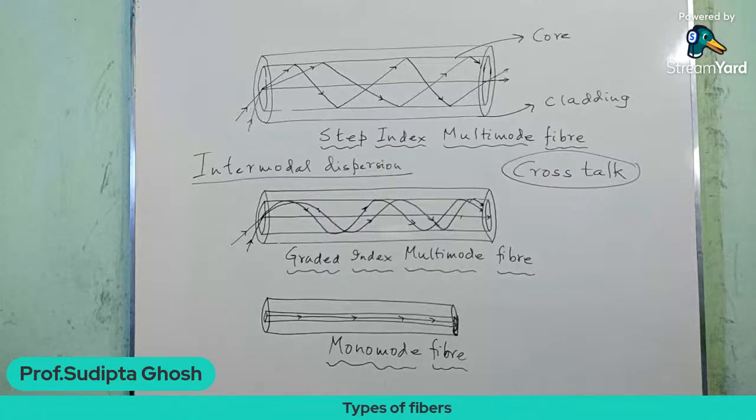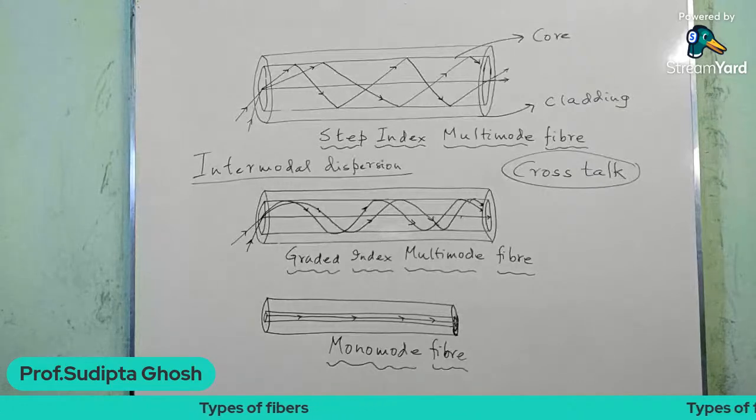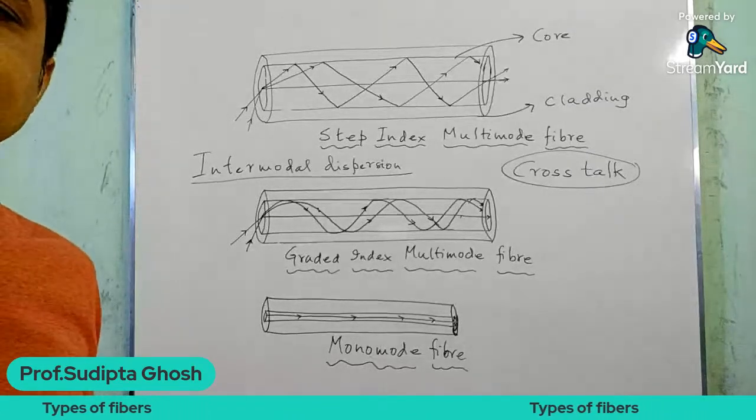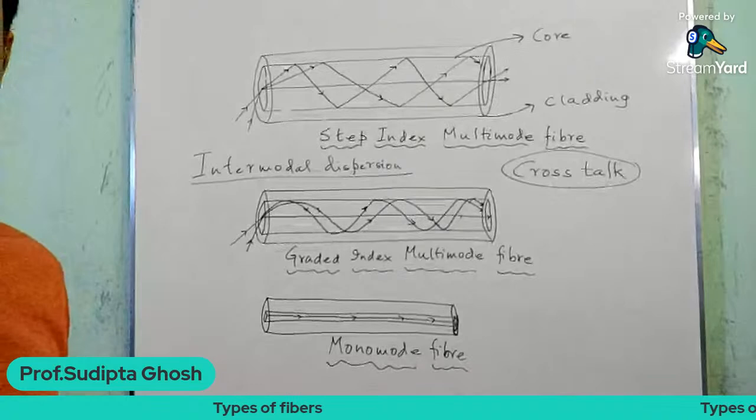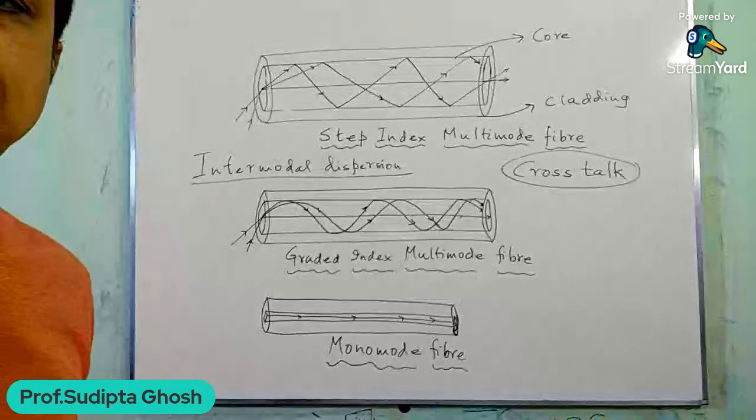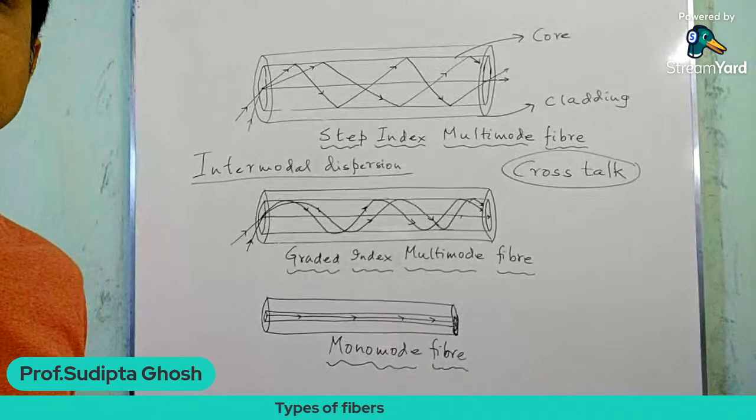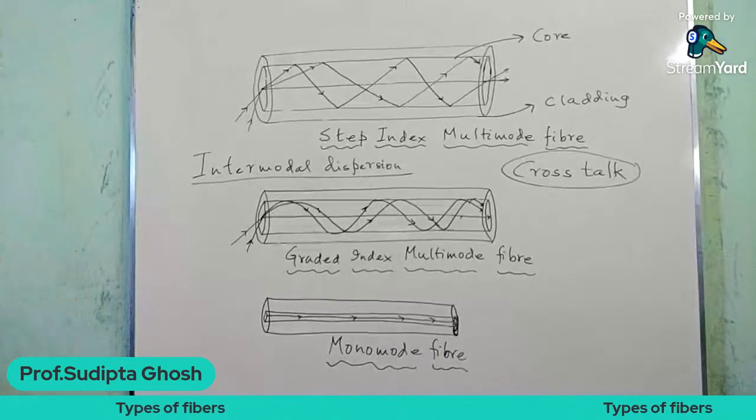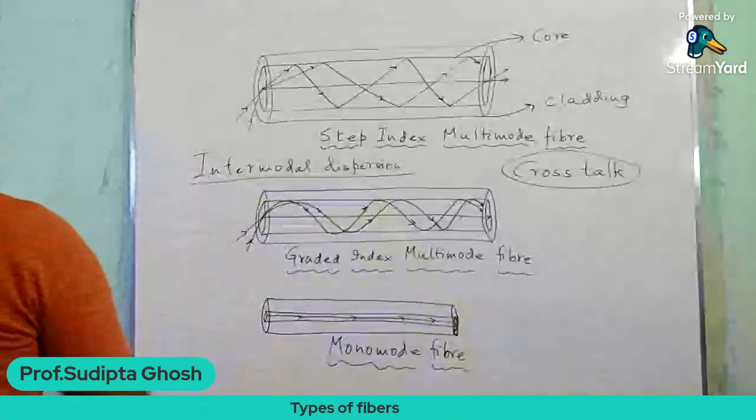Now let's go deeper, and we are going to discuss two parameters of an optical fiber, and these are the acceptance angle and the numerical aperture. So let's consider. For this I have to remove this picture.